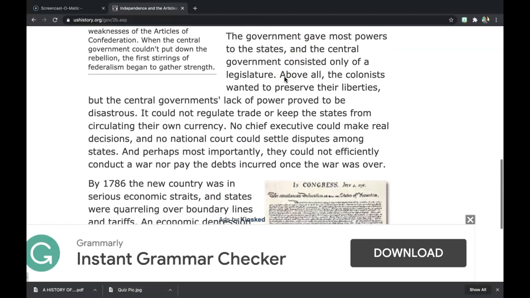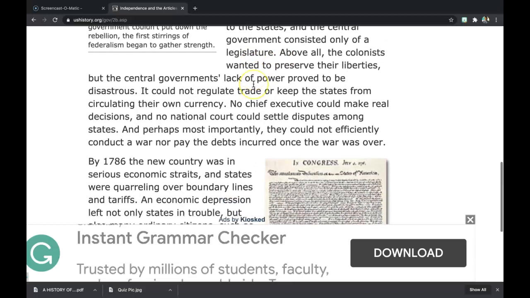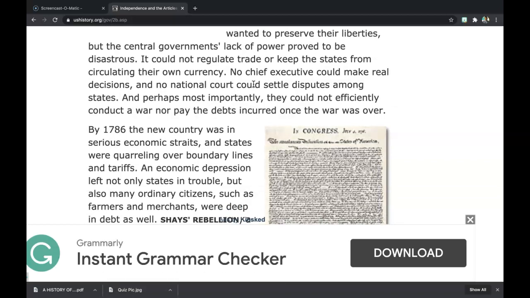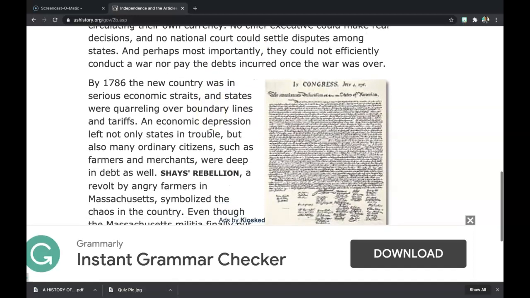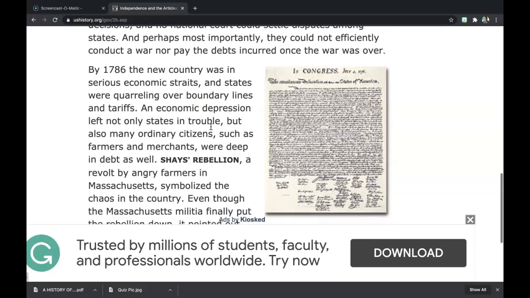The loose league of friendship that it created reflected the founders' reaction to the central authority of King George III. The government gave most powers to the states, and central government consisted only of a legislature. Above all, the colonists wanted to preserve their liberties, but the central government's lack of power proved to be disastrous. It could not regulate trade or keep states from circulating their own currency, no chief executive could make real decisions, and no national court could settle disputes among states. And perhaps most importantly, they could not efficiently conduct a war nor pay debts incurred once the war was over.